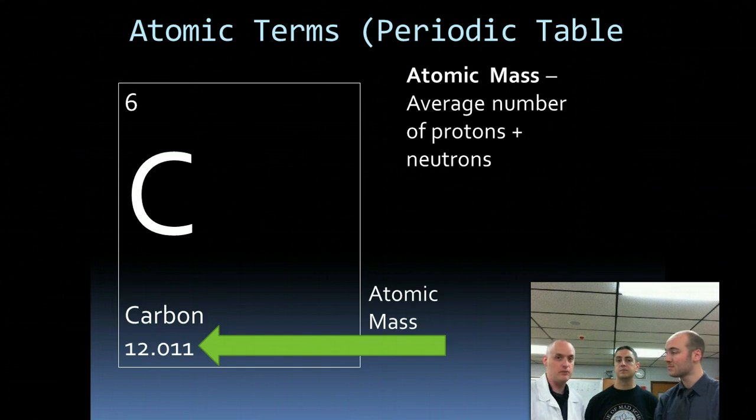Now, the reason we have a decimal on there, guys, and we can go into this more in class as well, is because that's an average. And every time you average something, you're rarely going to come up with a whole number.